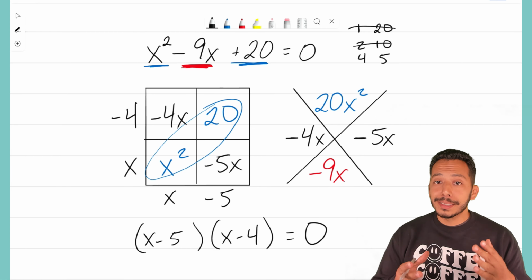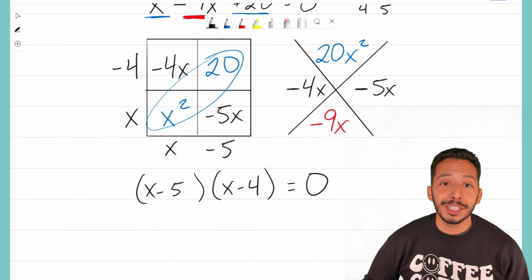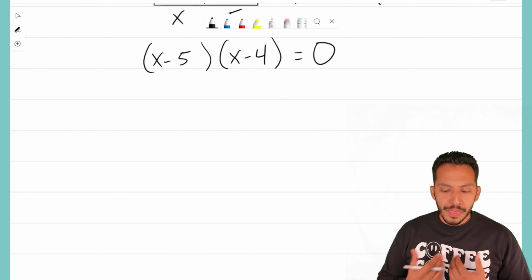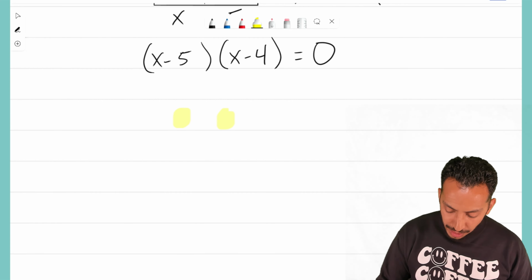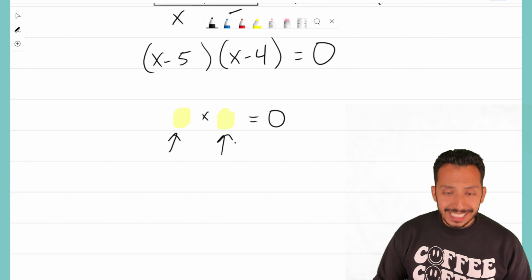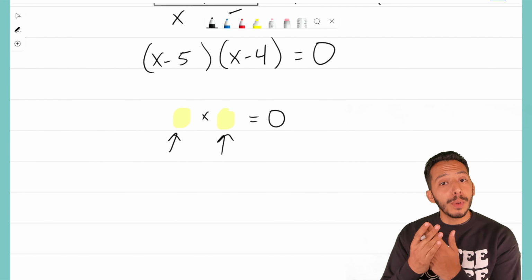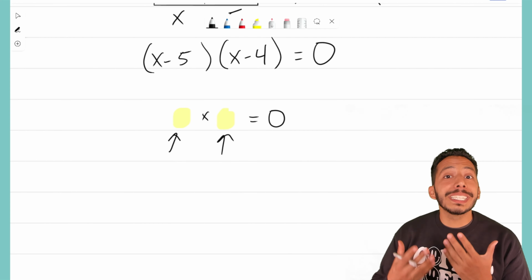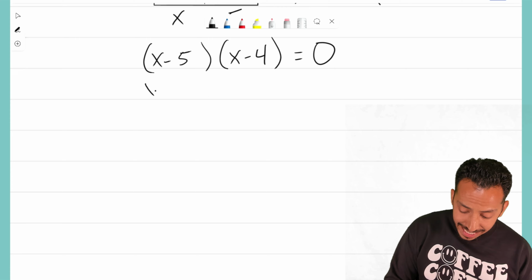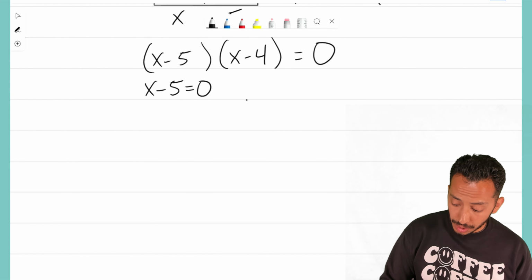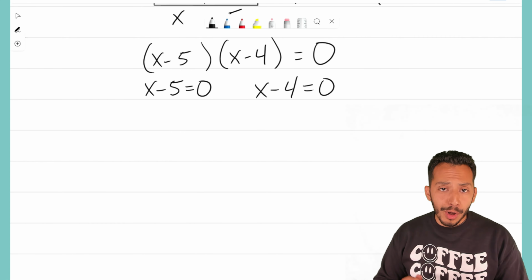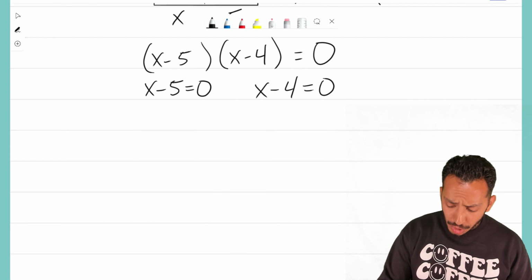We got the product. Now we can use zero product property. I'm going to push this up so we can just focus on this part. Zero product property states that if I have two things that are multiplying together and they equal 0, it means that one of these things must be 0, right? If two things multiply and equal 0, one of those things has to be a 0. So that's what the zero product property is stating. It's stating that x minus 5 must equal 0, or x minus 4 must equal 0. So ZPP says break them apart, set them both equal to 0, and now we just solve both pieces.